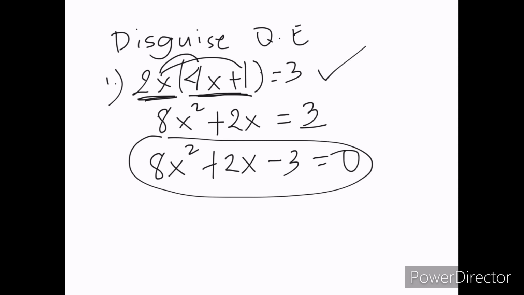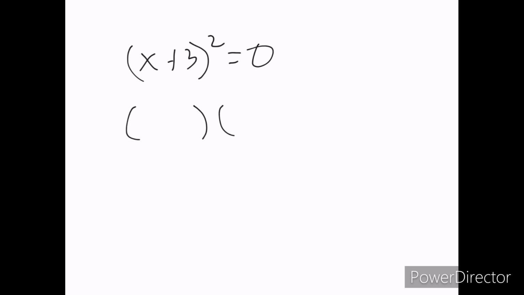Next, another example. The squared of x plus 3 is equal to 0. How can we prove if it is quadratic or not? Let's try to solve it first. X plus 3 multiplied by itself, so another x plus 3 is equal to 0.